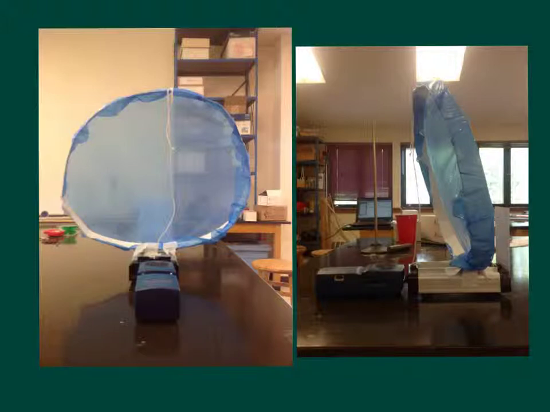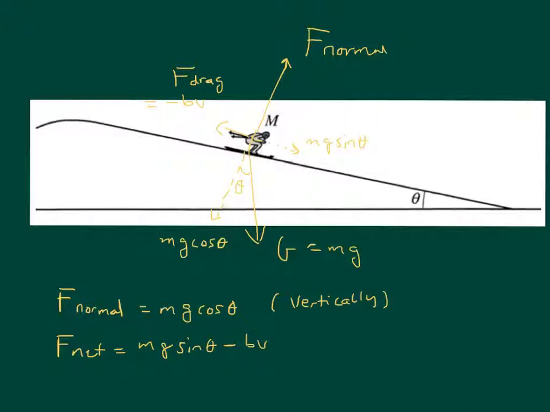This is a cart designed by one of our team members. As you can see in the photo, there's a string attached to the surface area to support the flag, the plane. And let's do a force diagram. So imagine the skier is a cart.